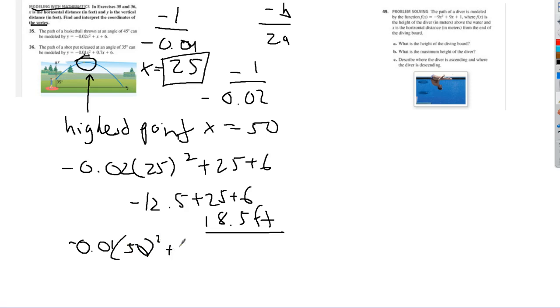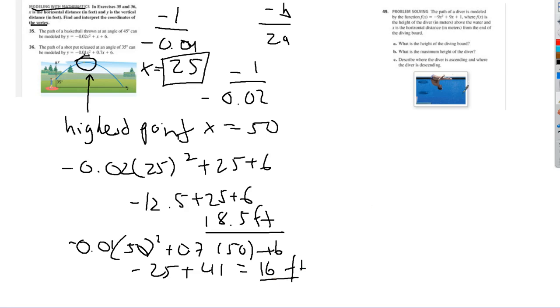50 squared plus 0.7 times 50 plus 6. This side will get you 41. This side will get you 2500. So minus 25 plus 41, you'll get 16 feet. That's your answer. Okay, we're just gonna do one more and then we're done.